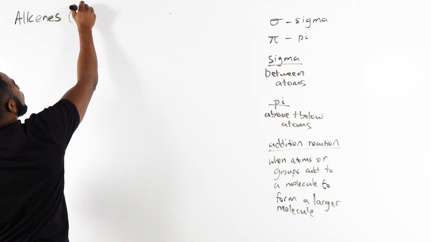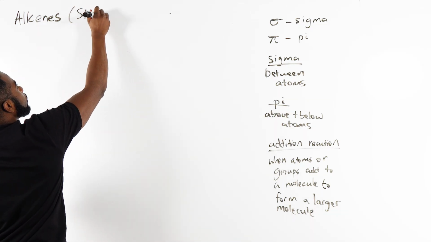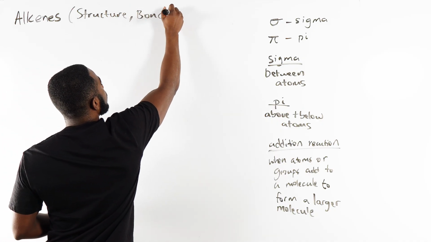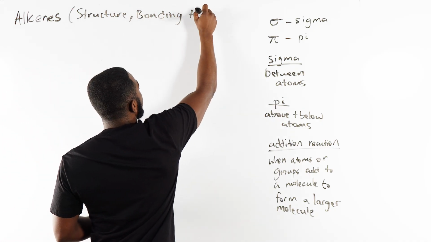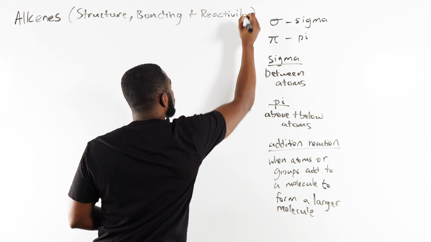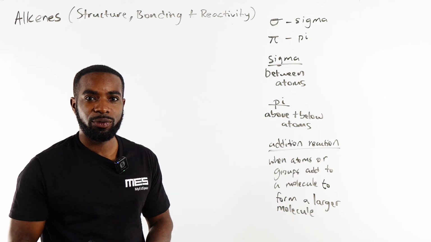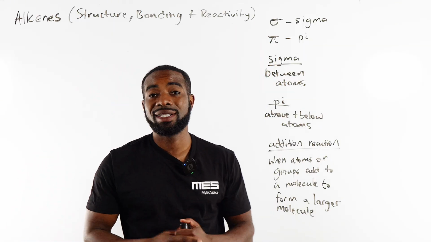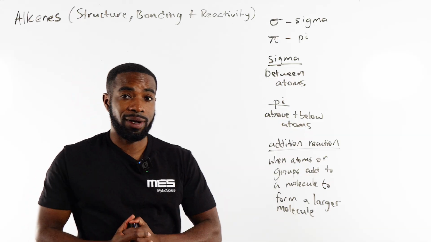And the general formula as well, we don't need that anymore. We're looking at the structure, bonding, and reactivity. Excellent. Before we move on, you need to know a few definitions that will be very useful in terms of understanding all of those principles of alkenes.